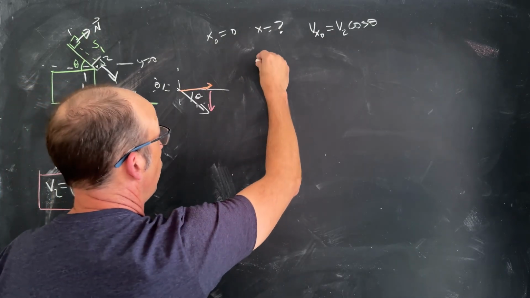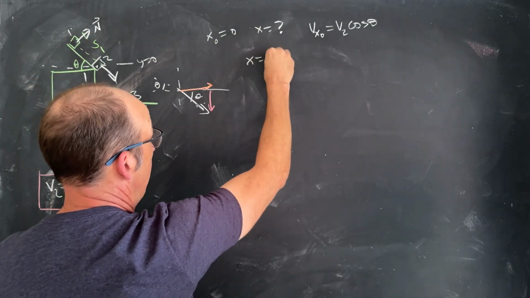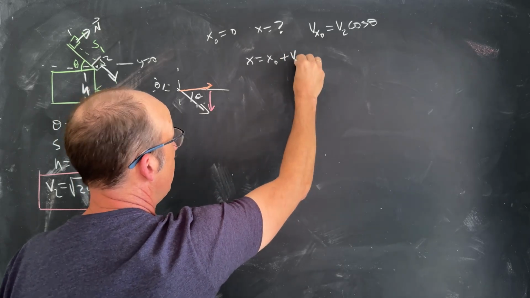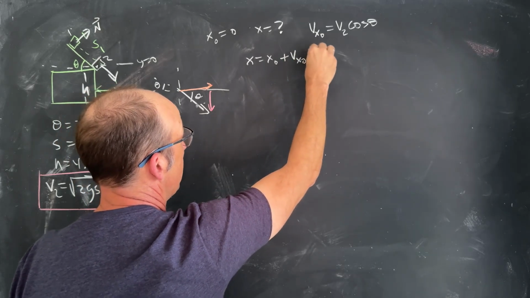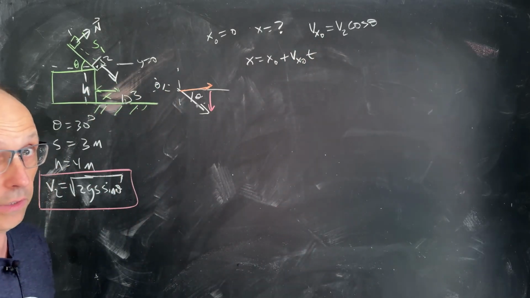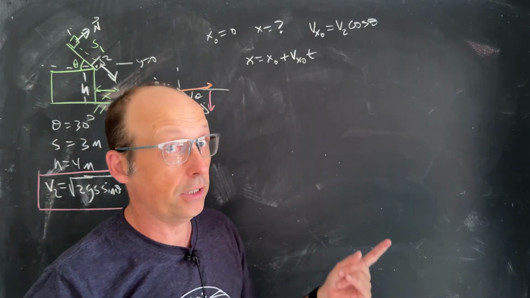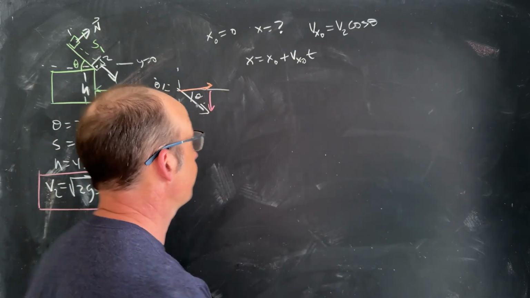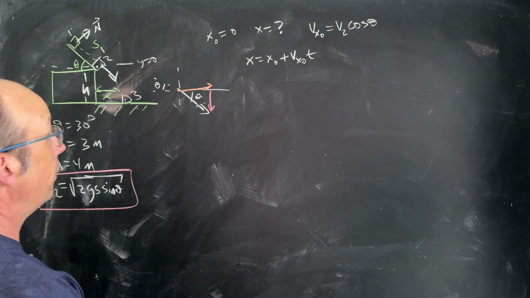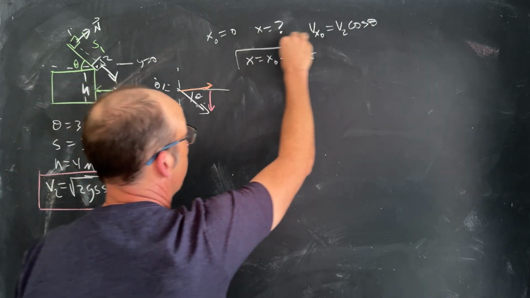Now, the x equation I have is x naught plus vx0 t. That's the only equation I need in the x direction, because the acceleration for projectile motion in the x direction is 0. Okay.